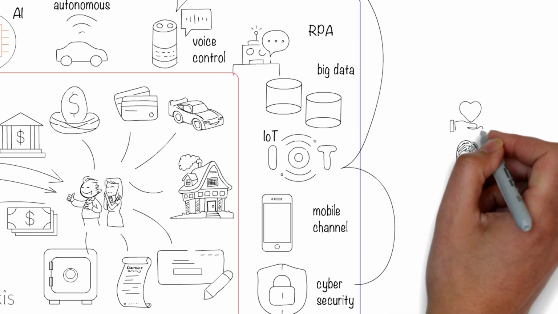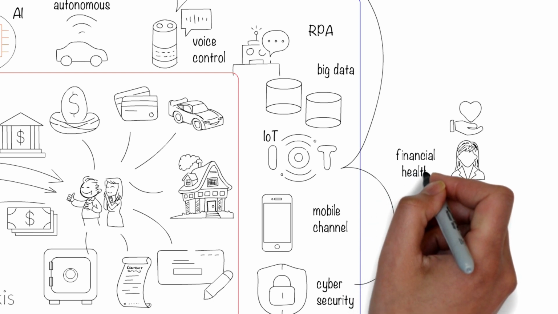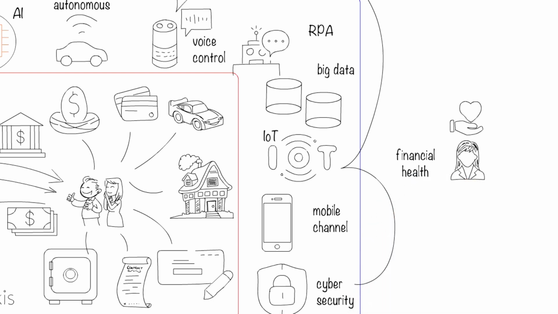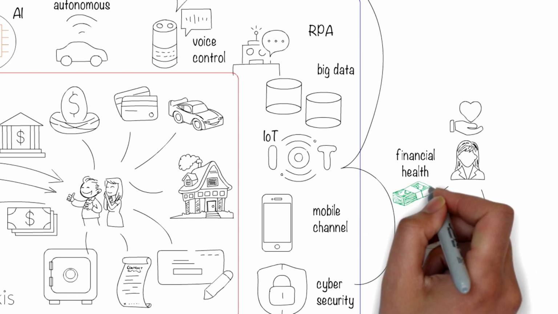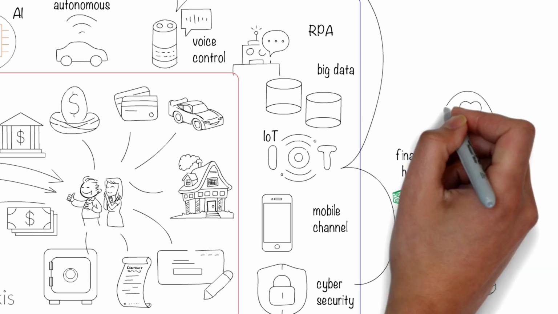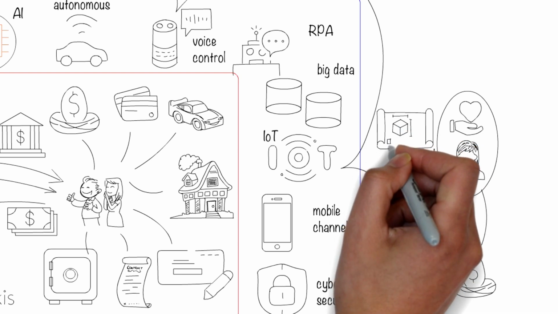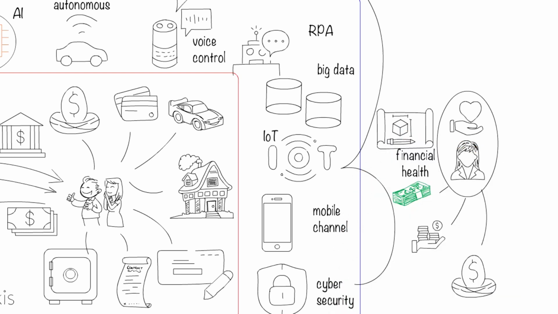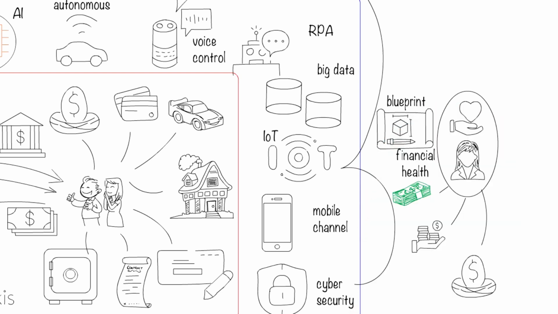Here's one idea. Financial health is a very important part of people's lives. That requires making a good income, being financially smart, and saving enough for emergencies and a comfortable retirement. Combining its own data about the customer with other external data, the bank might be able to guide and support the full financial life cycle of the customer. In other words, offering a better financial blueprint for its customers.